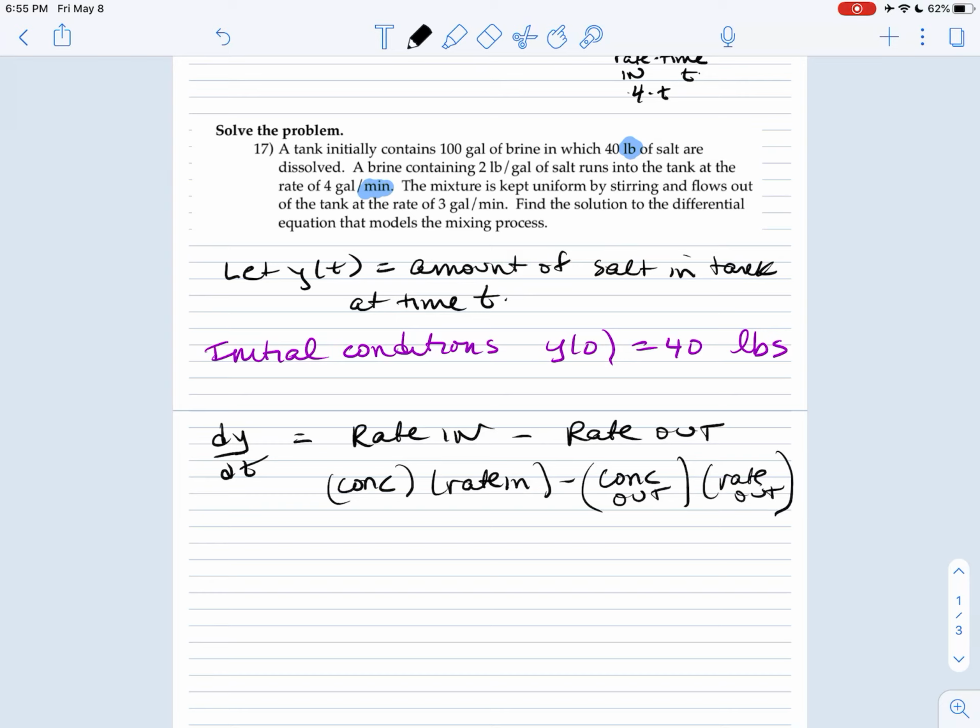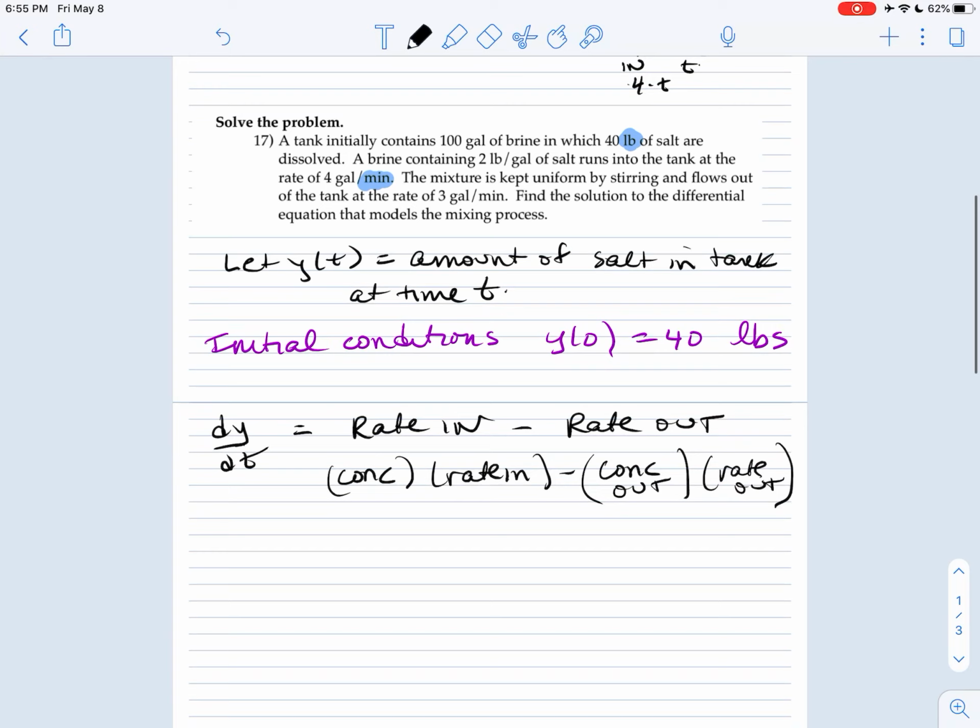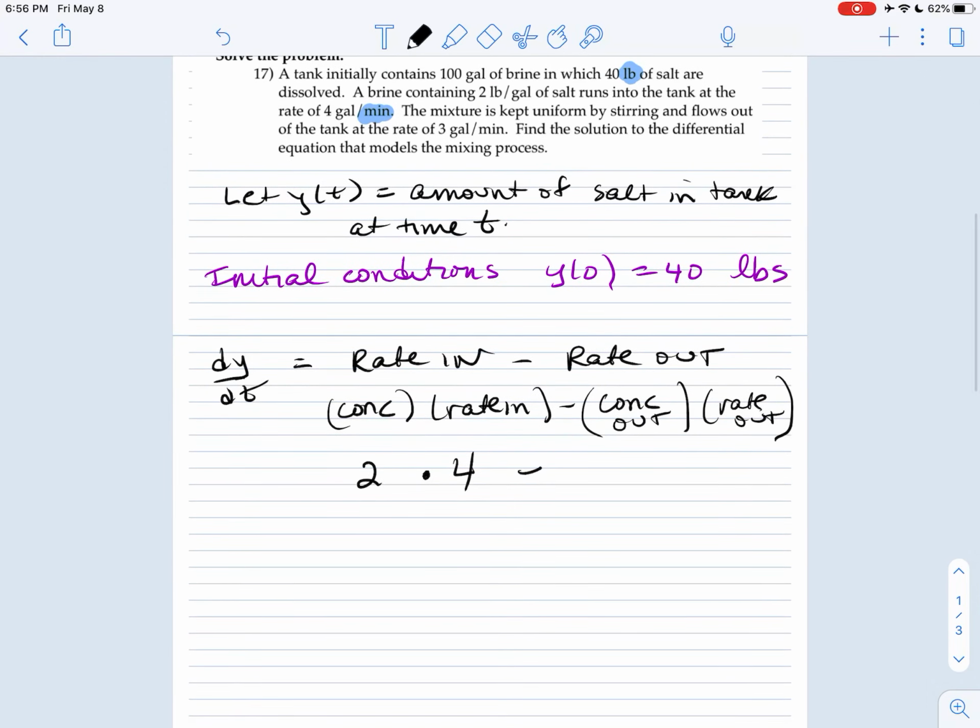Good. And I see from this example a brine, which is just salty water, containing 2 pounds per gallon of salt runs into the tank at a rate of 4 gallons per minute. So the concentration is going to be 2, and the rate in is going to be 4. Minus our concentration out is going to be y over, and I know I have plus 4 times t because that's the amount that's being added.